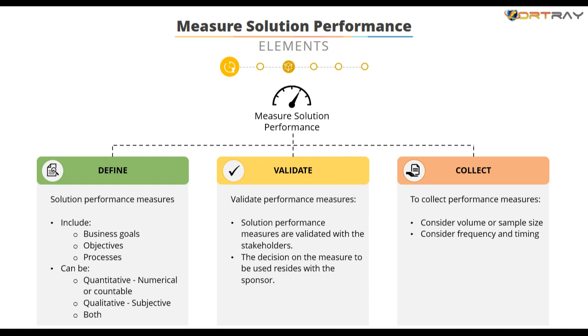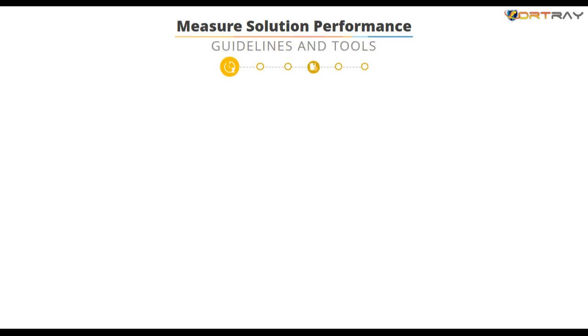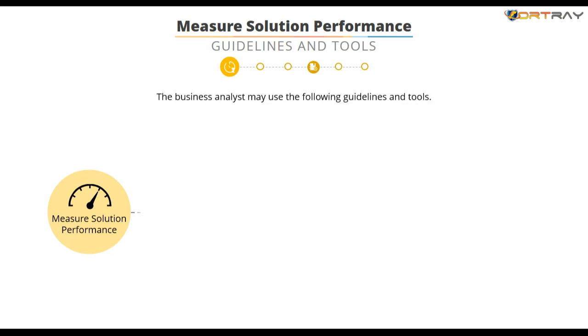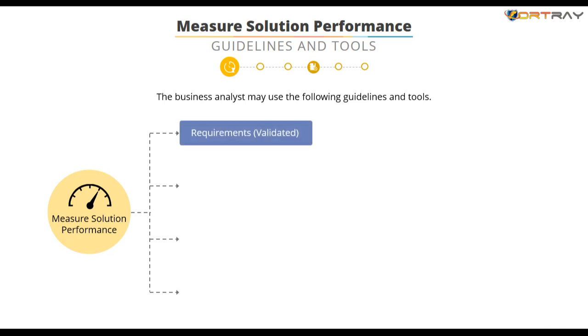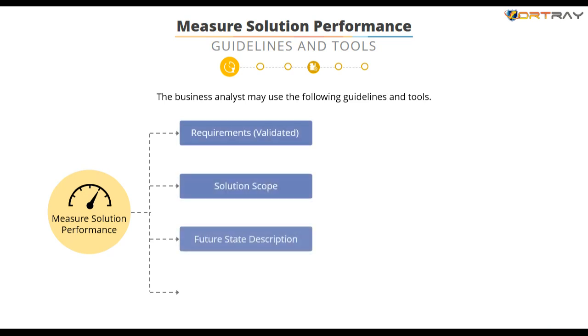The frequency and timing of the collection may have an effect on the outcome, so it is important to determine the appropriate sample size based on the context. Also, the business analyst needs to consider at what frequency and when to collect the performance measures. In addition to the inputs to the measure solution performance task discussed earlier, the business analyst may use requirements that are validated, solution scope, future state description, and change strategy as guidelines and tools.